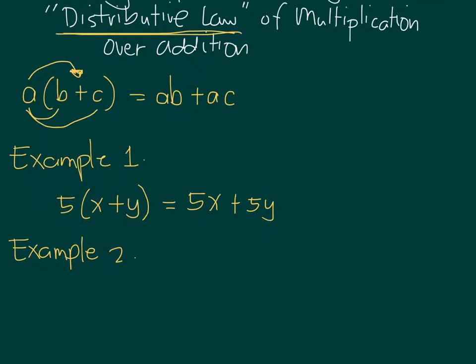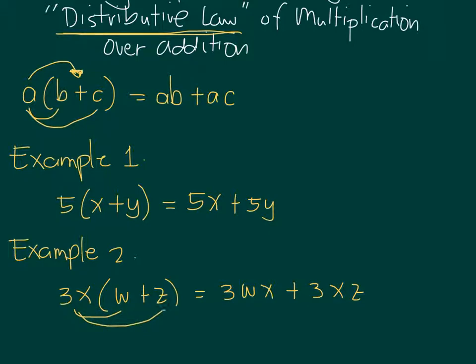If I have, say, 3x times w plus z, that means 3x times w first, let's write w. So 3xw plus 3xz. Okay, so 3x has been distributed to w and to z.